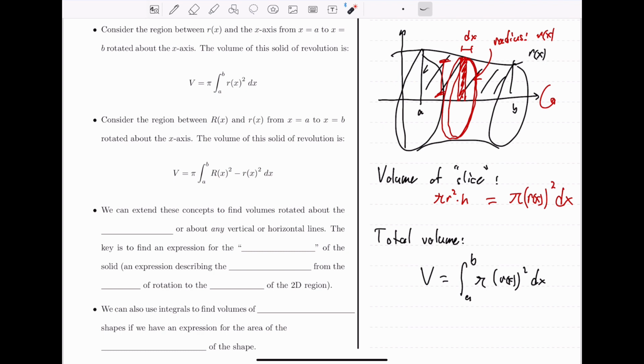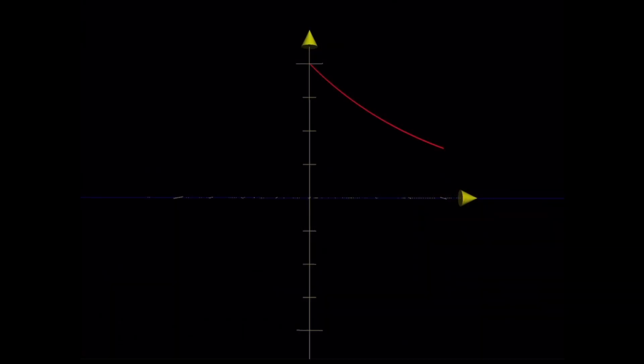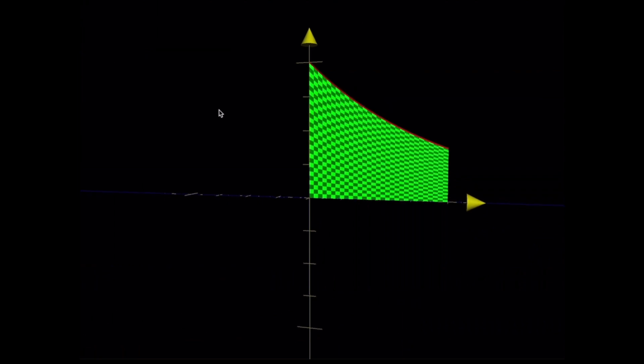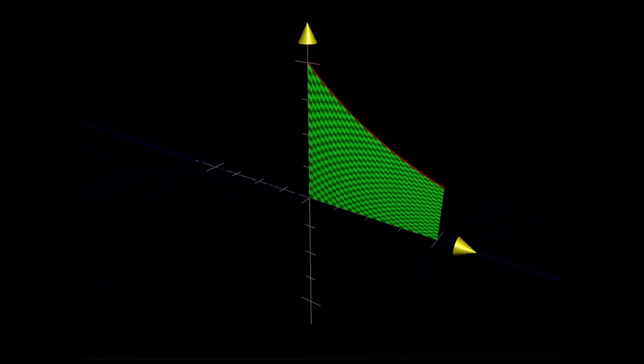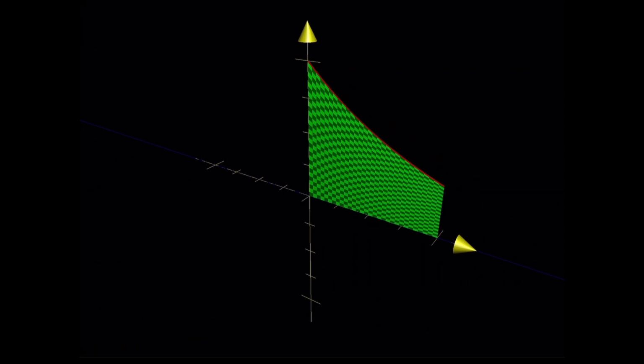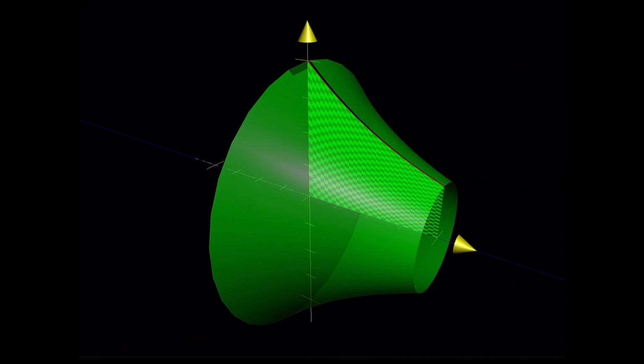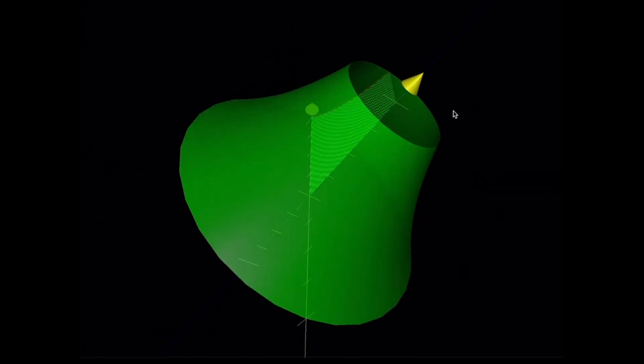Now, this is hard to visualize in 2 dimensions, so let's take a look at a 3-dimensional visualization. Here we have a 2-dimensional plot that's actually in a 3-dimensional graphing system, but just imagine this red curve as some function f of x, and let's imagine taking the area that looks like this and rotating that area around the x-axis. What would this look like if we rotate that area around the x-axis? Well, this solid would look something like this.